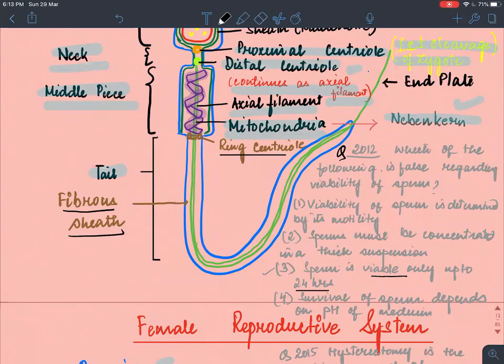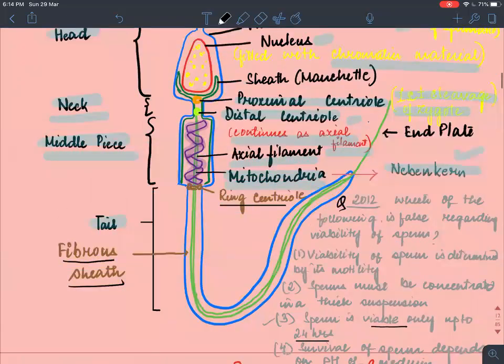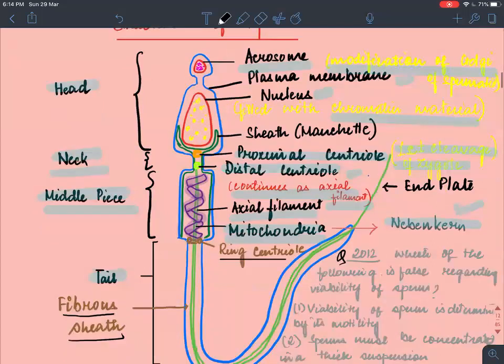And the fourth option says survival of sperms depends on the pH of the medium. This is again true because it is absolutely correct that if the pH of the surroundings of a sperm cell is changed, it can kill the sperm cell, and as a result, this statement is also true. So the answer will be option 3, and we have come to the end of the structure of the sperm cell. We are going to continue with our next topic in our next video.